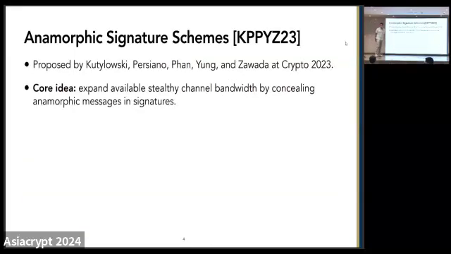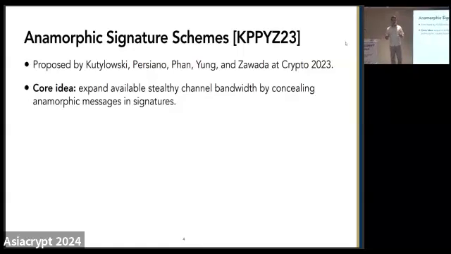Anamorphic signature schemes were proposed by Kutyłowski, Persiano, Phan, Young, and Zawada at Crypto 2022. I will be referring to this work as KPPYZ. The core idea is that not only can we hide encrypted anamorphic messages inside of ciphertexts, we can also hide them inside of signatures as well. This effectively enlarges the bandwidth of stealthy communication that we have.